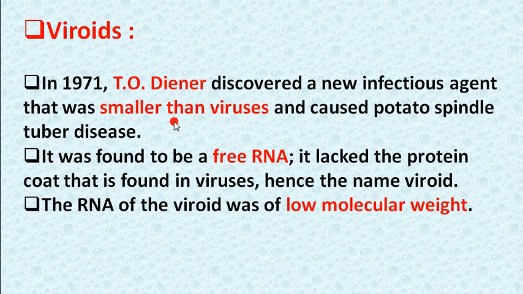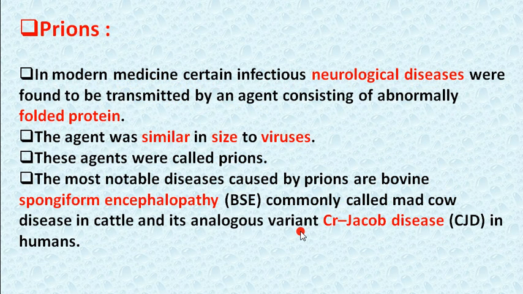Here the RNA of the viroid is the genetic material, and the molecular weight is very low. Now in modern medicine, certain infectious neurological diseases were found to be transmitted by an agent consisting of abnormally folded protein. So these are the prions. Neurological diseases means diseases that occur in our nervous system, affecting our nervous system. They are transmitted by an agent consisting of abnormally folded protein. Abnormally folded protein, this is important. This is called prions.